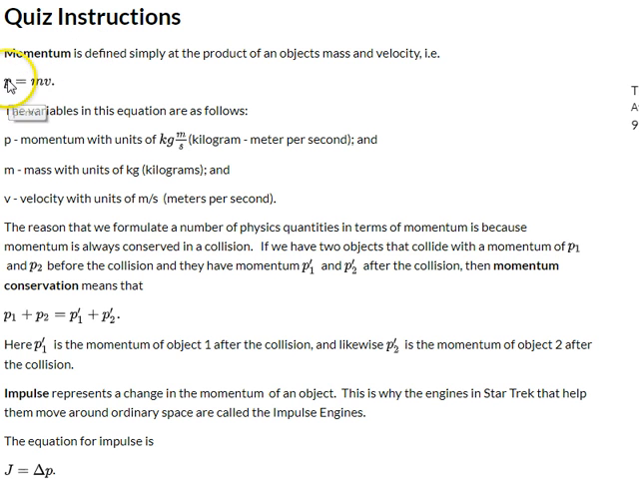Momentum P, we use P for momentum, is just mass times velocity. So momentum is going to have units of kilograms meters per second, because mass is kilograms and velocity is meters per second. One of the reasons we really look at momentum is that momentum is conserved in collisions. So no matter what happens, the momentum before something happens and the momentum after it happens is the same.